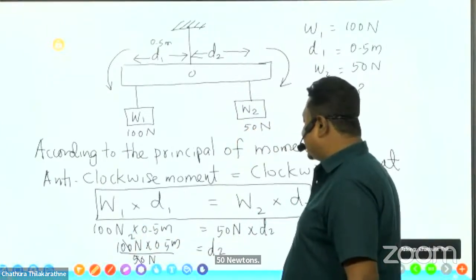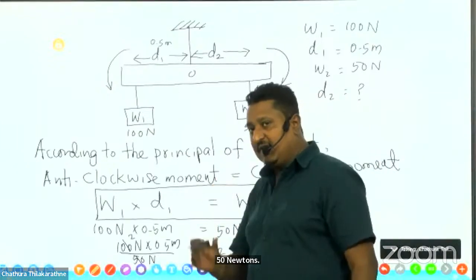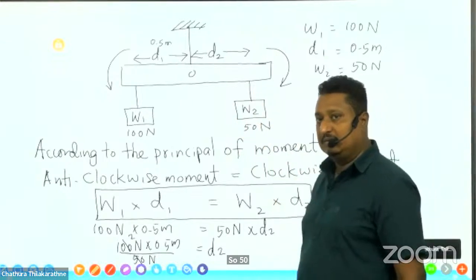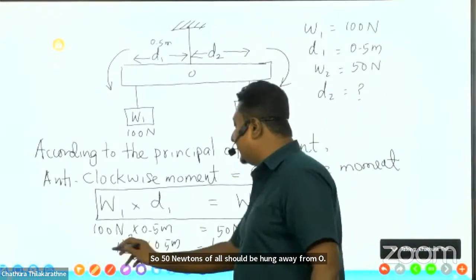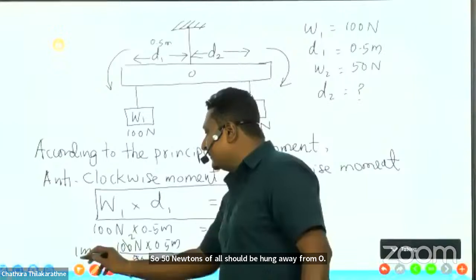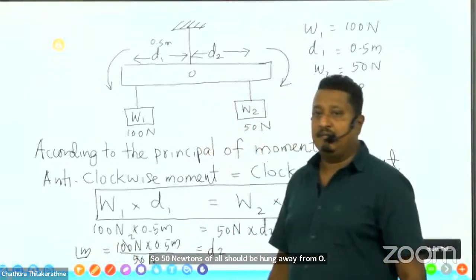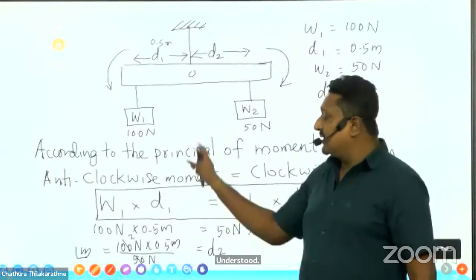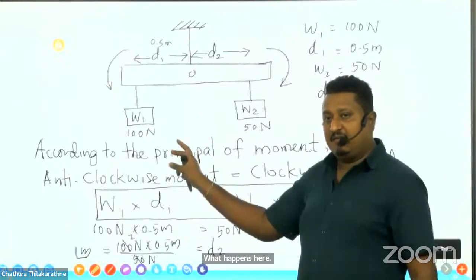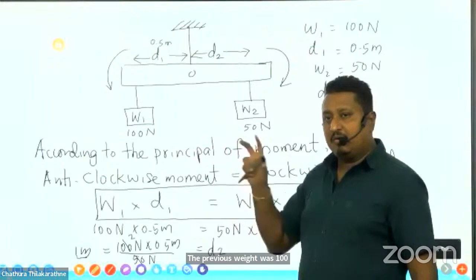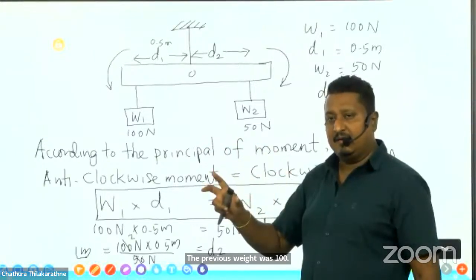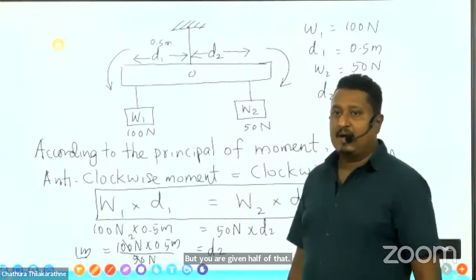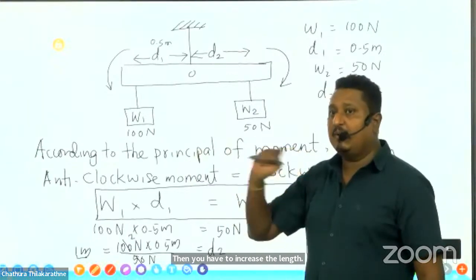It is 1 meter. So 50 newtons of force should be hung 1 meter away from O. D2 should be 1 meter then. Simply you can understand what happens here. The previous weight was 100, but you are given half of that. Then you have to increase the length double. Otherwise, you can't get the previous moment.